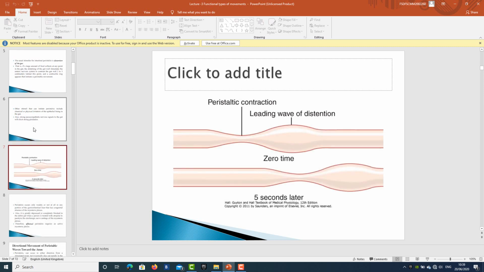See how the ring appears in the smooth muscle tube of the gut, just a few centimeters beyond the appearance of distension, and within about 5 seconds you can see that this is going to move the contents ahead.